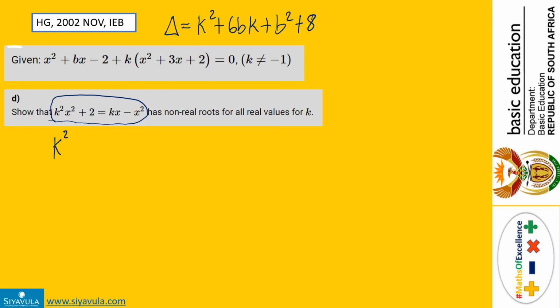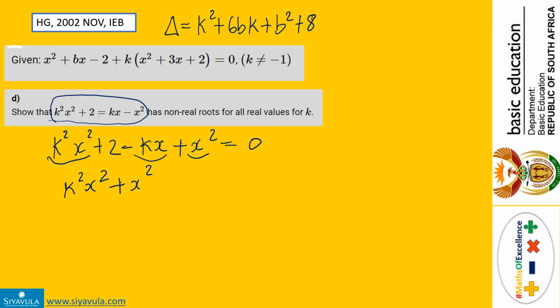So we have k squared x squared plus 2. I'm just going to transpose those to the other side because I want to write it in the standard form for a quadratic equation. So it's minus kx plus x squared, right? Let me group the like terms, being equated to 0: k squared x squared plus x squared, then followed by minus kx plus 2 is equal to 0.